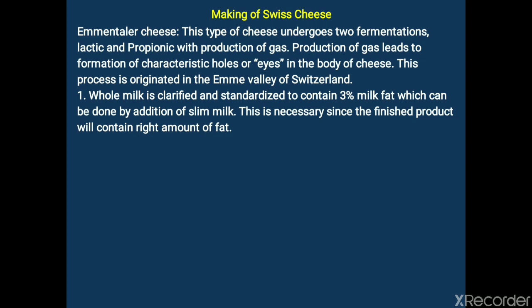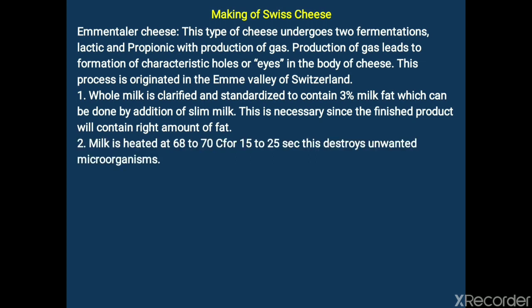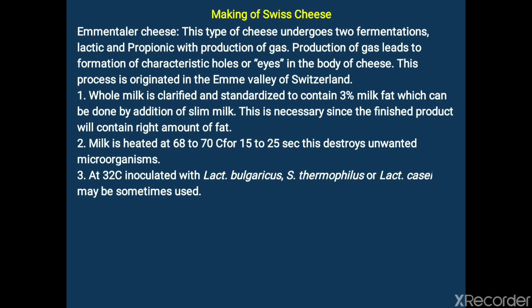The first step is the whole milk is clarified and standardized to contain 3% milk fat, which can be done by the addition of skim milk. This is necessary since the finished product will contain the right amount of fat. In the second step, the milk is heated to 68 to 70 degrees Celsius for 15 to 25 seconds. This destroys the unwanted microorganisms. So this is the step of pasteurization.